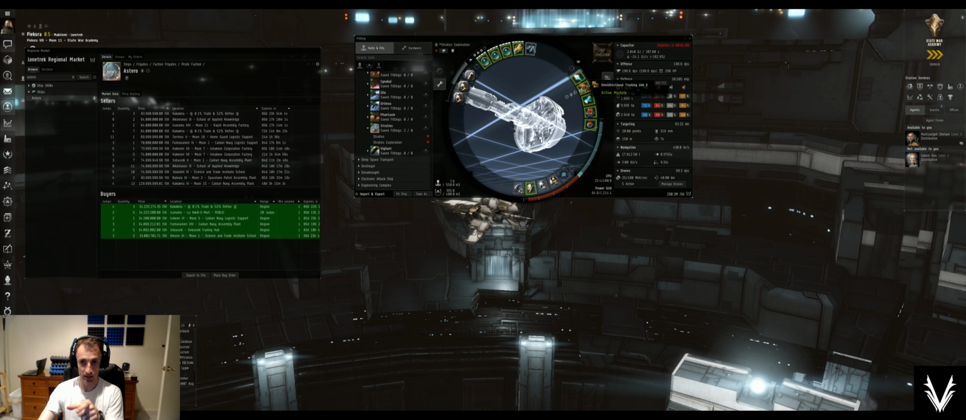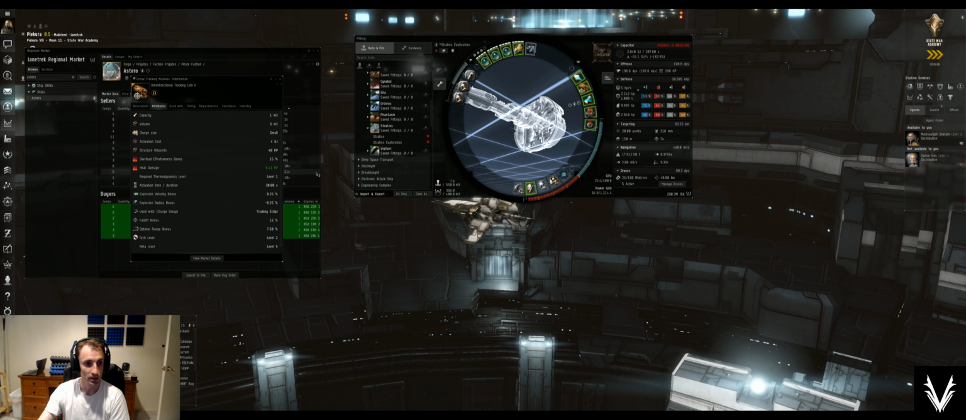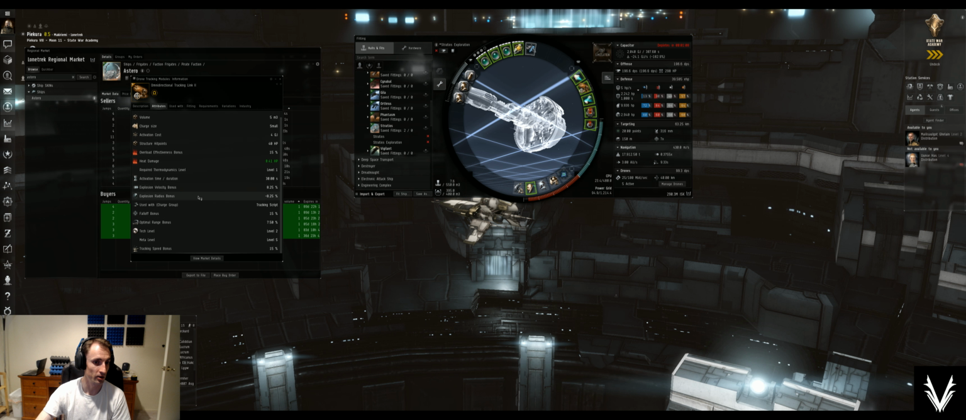You've got the omnidirectional tracking link 2. And what that does is we can see it right here. Now, there's a whole bunch of things that it does, which is why I've just pulled this up instead of trying to remember off the top of my head. It increases explosion velocity bonuses, it decreases explosion radius bonuses, gives you a falloff bonus, an optimal range bonus, and a tracking speed bonus. And that's just across the board.